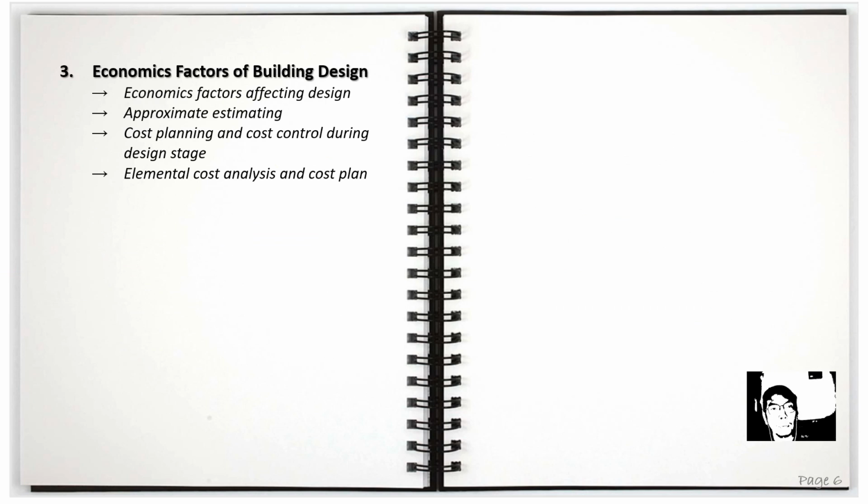Topic number 3 is about economic factors of building design. As I mentioned earlier, in this topic we are going to focus on the factors affecting the design. When we want to design something, of course there are factors that will impact economically, for example the size of the building and the design itself. A lot of things, that's what we're going to learn.